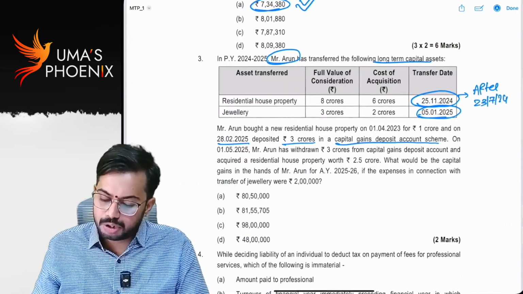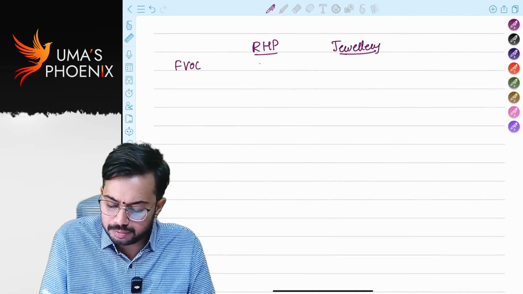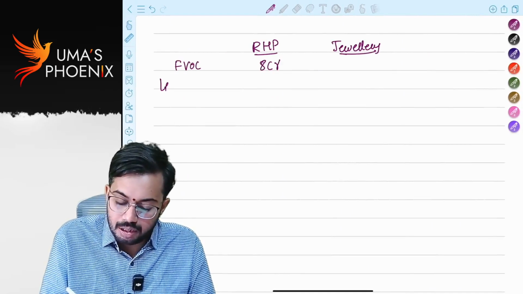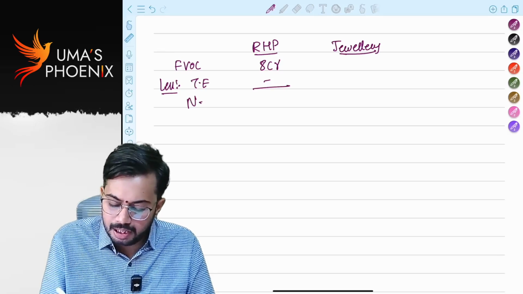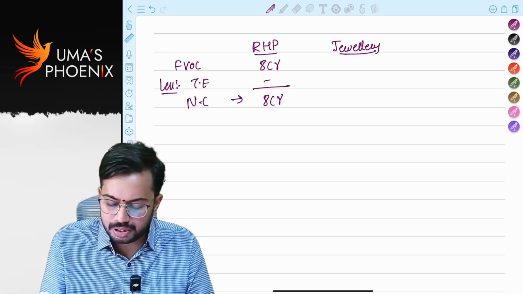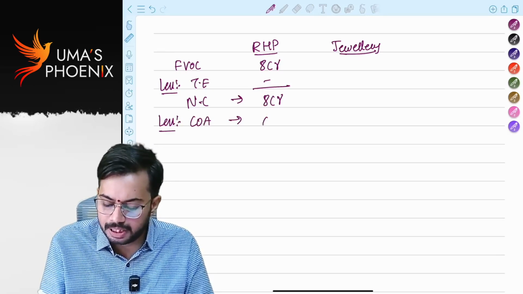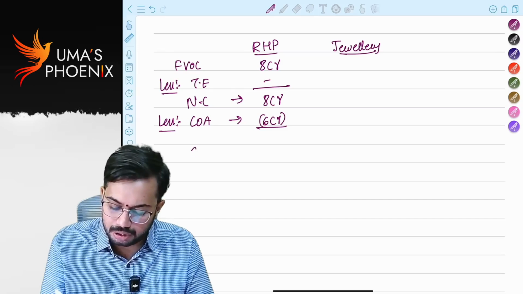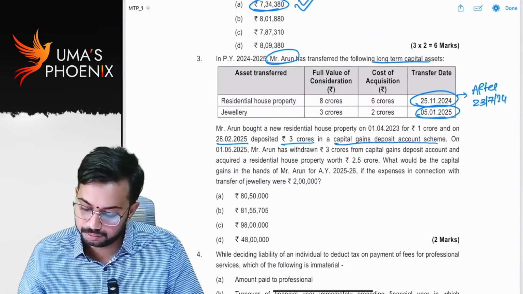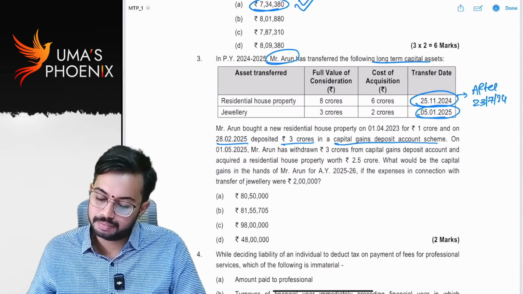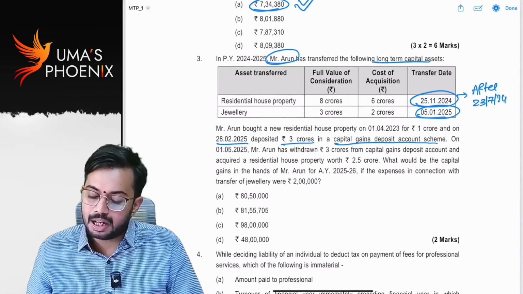For residential house property, full value of consideration is 8 crores. Transfer expenses nil. Net consideration is also 8 crores. From that we will claim cost of acquisition. How much is cost of acquisition? 6 crores. So gross capital gain is 2 crores. Got it? So gross capital gain 2 crores.